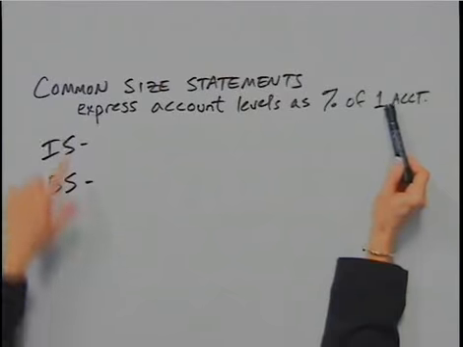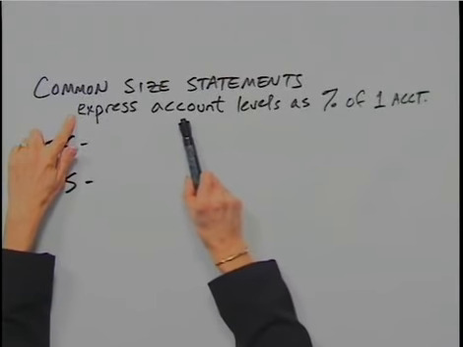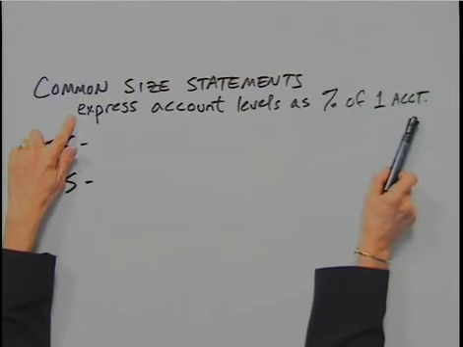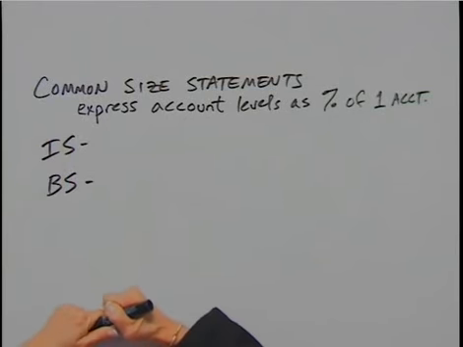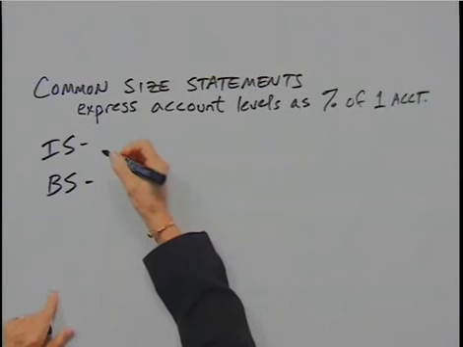So now let's look at some specific ratios. The first thing we're going to look at are common size statements. So with common size statements, what we do is we express account levels as a percentage of one account. So for the income statement, what we would typically do is express everything as a percentage of sales.